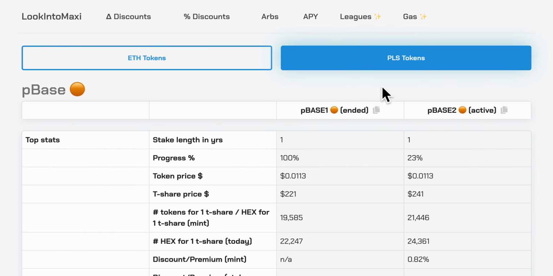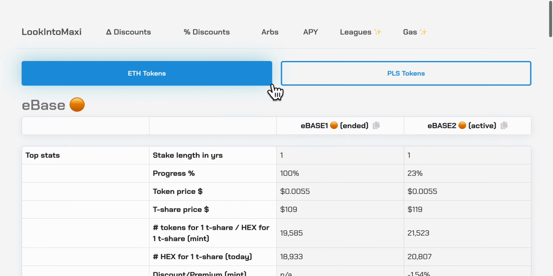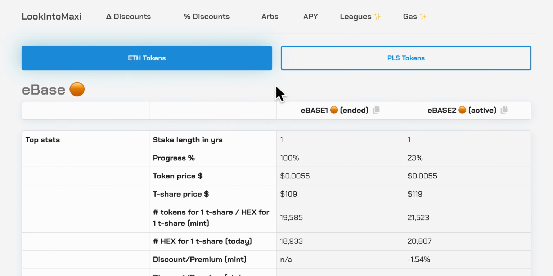And if you do hold base, then the numbers are all available here for you now, to see how that's going. Okay, I'll leave it there, and I hope this data is useful for you.